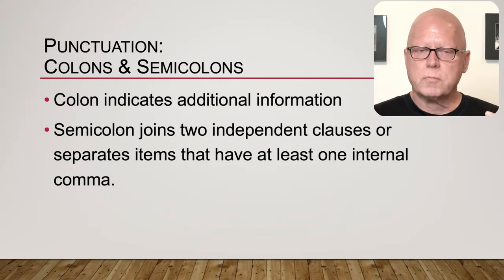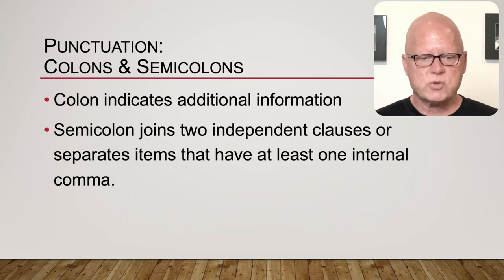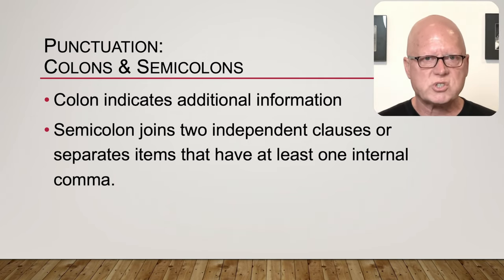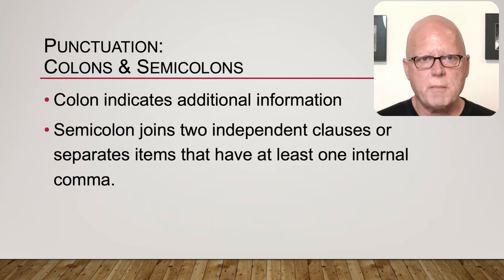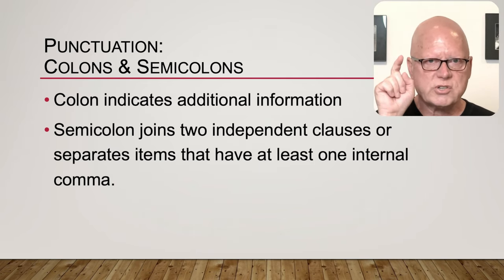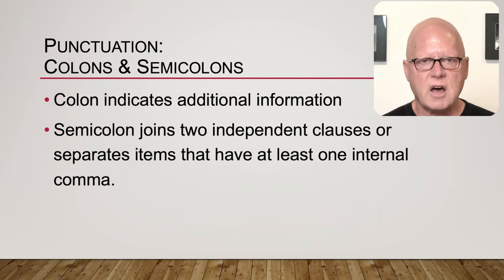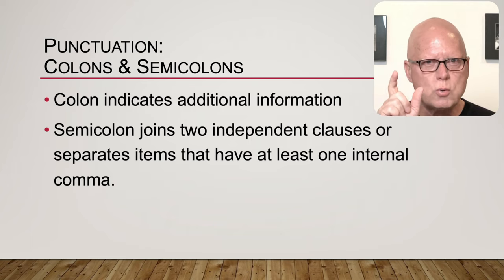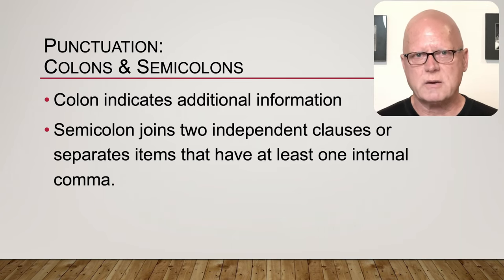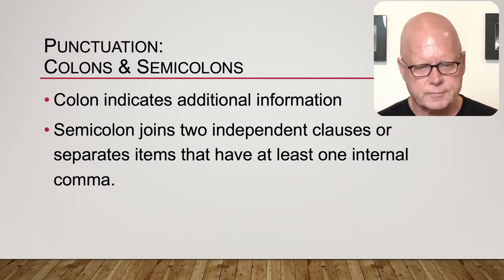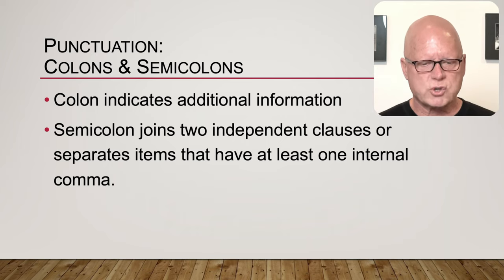Other than mood, colons and semicolons sometimes give students problems. But here's how you can distinguish between the two. A colon is the two dots, one over the other. It indicates that additional information is about to follow. A semicolon, which is a dot on top of a comma, joins two independent clauses or separates items in a series in which at least one of the items has an internal comma. This is simpler than it sounds at first blush.